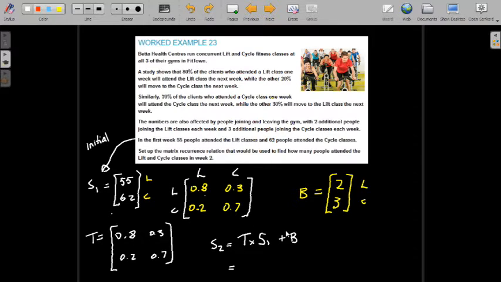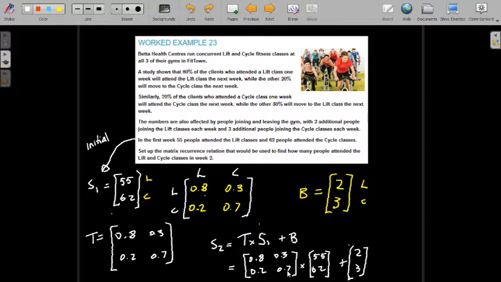So again, just need to use our CAS, put those numbers in. Well, we don't even need to work it out. It's just asking us to set up the matrix recurrence relation. So we could go further, but we just put in the numbers, times our initial state, and we've got plus that matrix there. So we could work out what that is by putting it in our CAS.